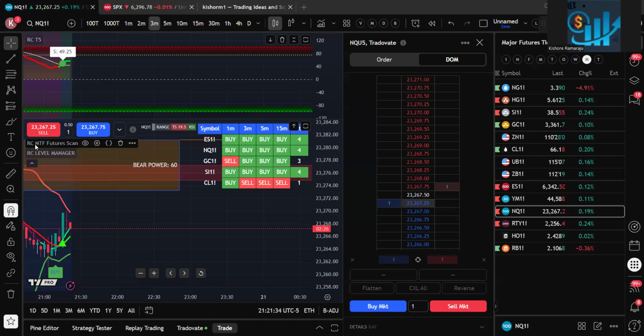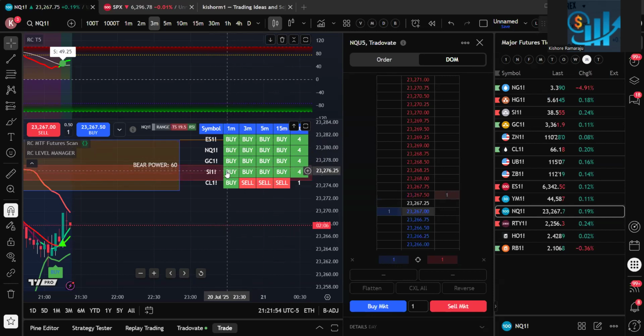As I said, this is MTF multi-time frame scanner. It will look at different time frames and it will indicate whether it is good for long in different time frames. If it is good for long in all different time frames, we go for long opportunities. So ES and GC, silver, they are looking good for buy opportunities in all different time frames.